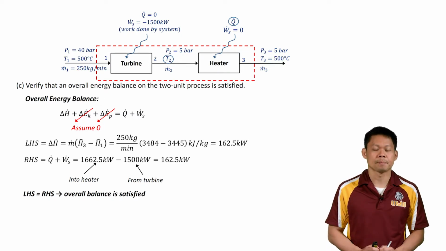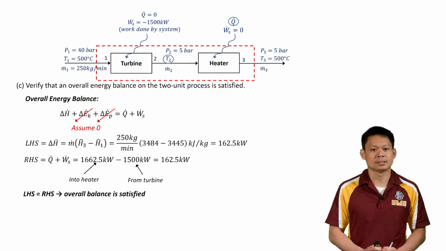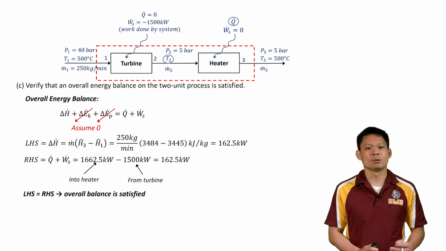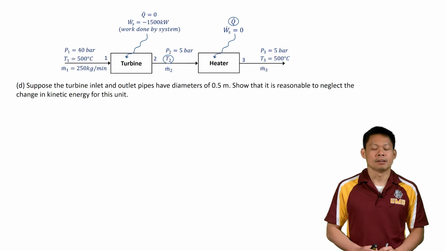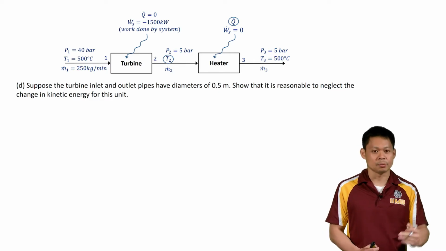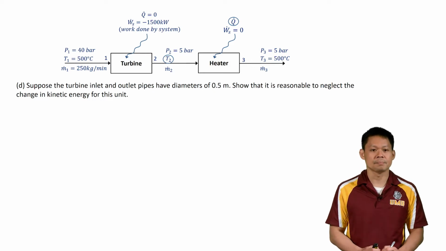All right, so now we have looked at the energy balances for each of the individual systems. What we want to do is to go back and question our assumption that kinetic energy changes are actually negligible. To do so, we actually need to assume some pipe diameter, as you can see why as we go through the question. In this case, we are told that the diameter is going to be 0.5 meters.